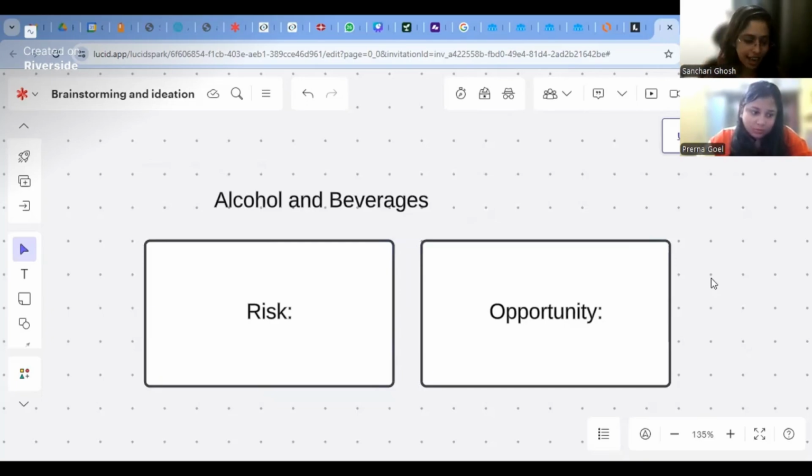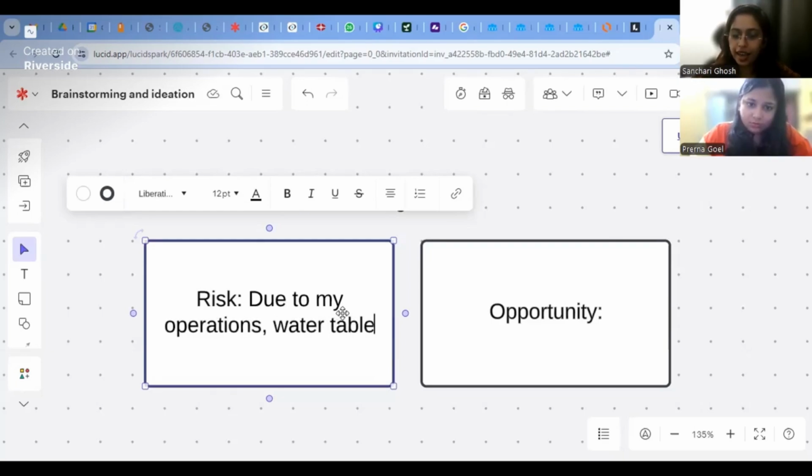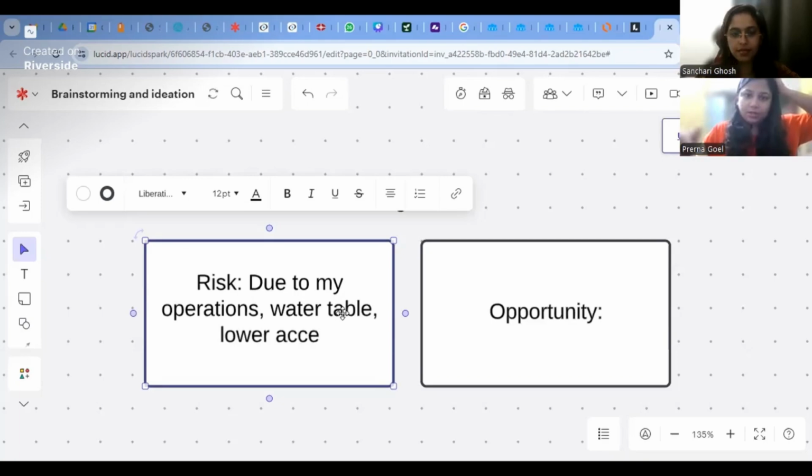It's an actual risk, and the other part is whether it is positive or negative. We've already mentioned that it's negative, so that is how it is becoming a risk. Water stress risk will be that due to my operations in the water stress area, this is leading to reputational risk. एक तो water table affect हो रहा है. Basically, this is negative impact. Negative. Lower access to potable water or water for other use.